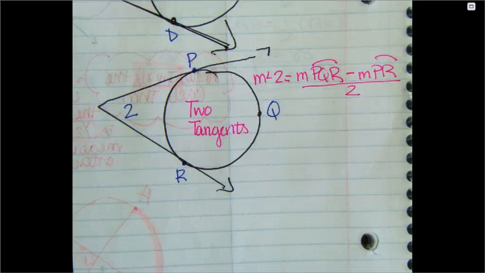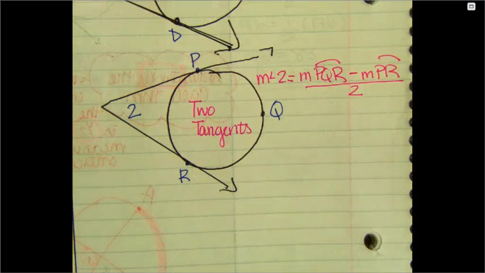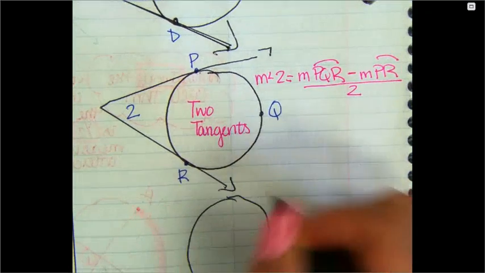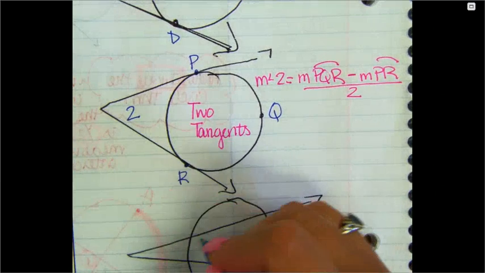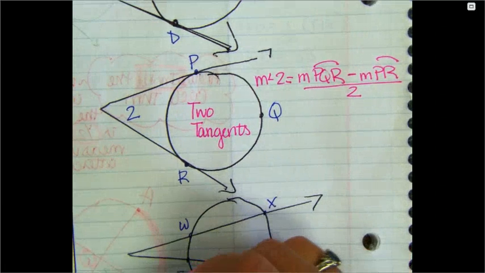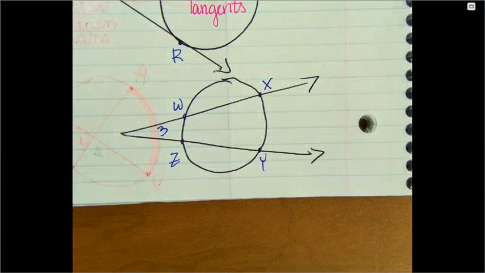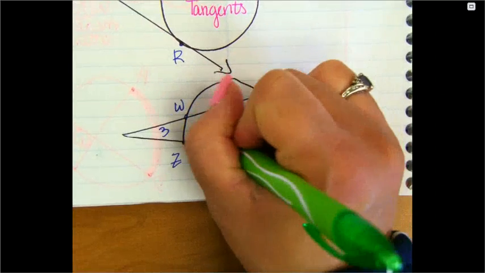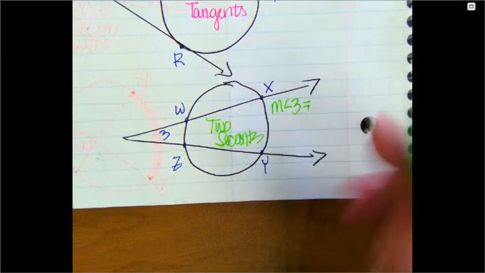Okay, what's our next picture? 2 secants. All right. That one's easy to draw. See if you can write the formula by yourself. Start you off. Measure of angle 3 equals.